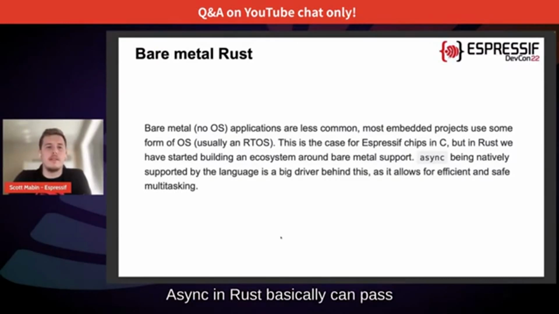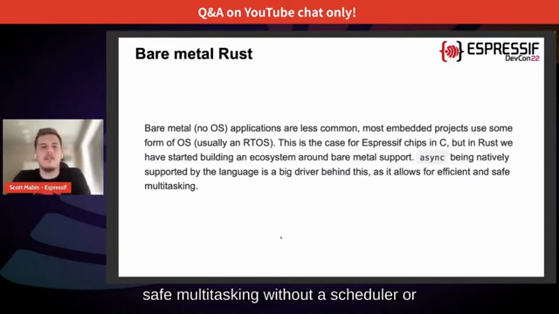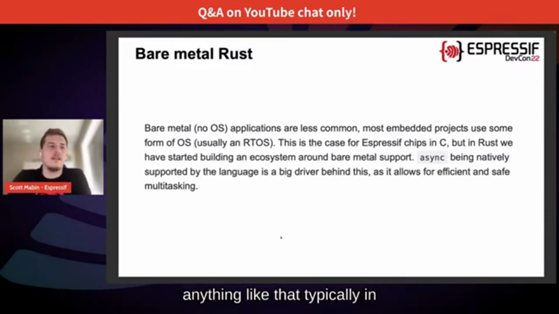Async in Rust basically compiles down to state machines, and the reason why this is important is because with async, you can have efficient, safe multitasking without a scheduler or anything like that. Typically in bare metal applications, you're generally limited to a single thread that does a load of things in one go, and it becomes quite unwieldy to manage that. Whereas async really helps there.